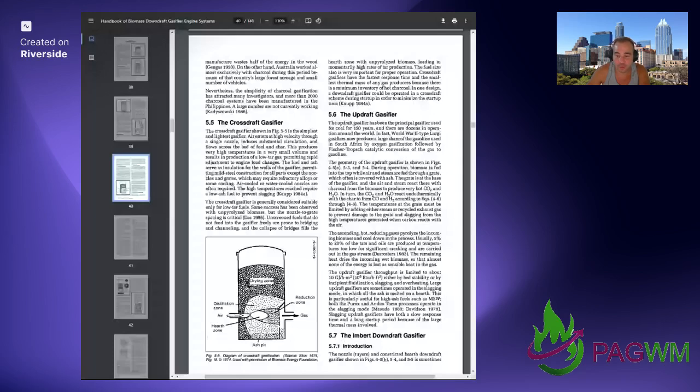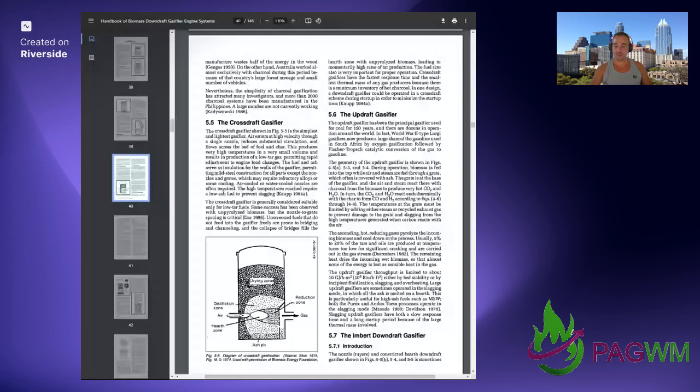Large updraft gasifiers are sometimes operated in the slagging mode, in which all the ash is melted on the hearth. This is particularly useful for high ash fuels such as municipal solid waste. Both the Purox and Andco-Torrax processes operate in the slagging mode. Slagging updraft gasifiers have both a slow response time and a long startup period because of the large thermal mass involved.